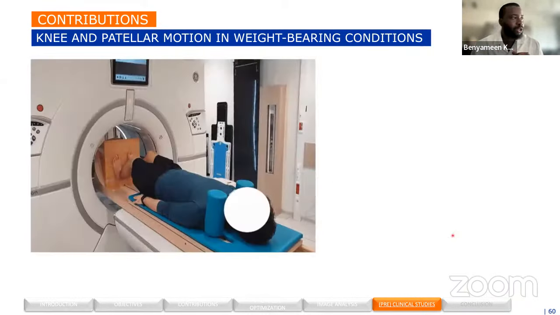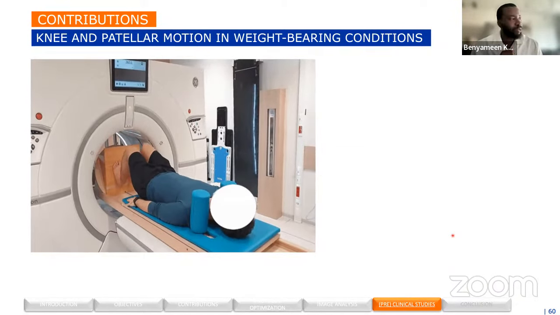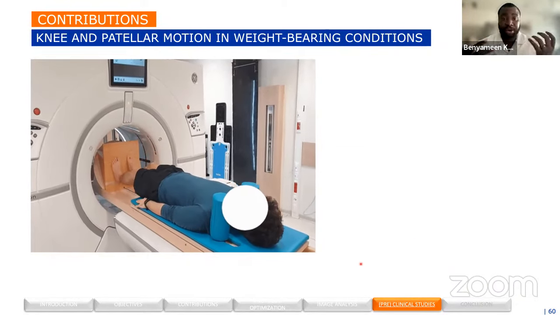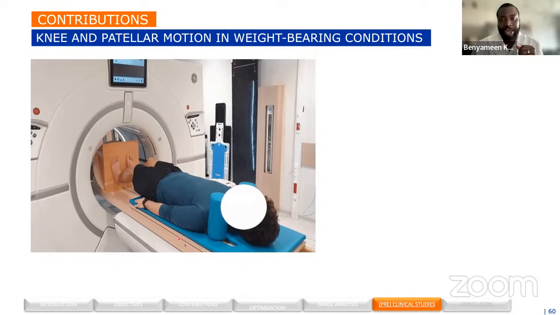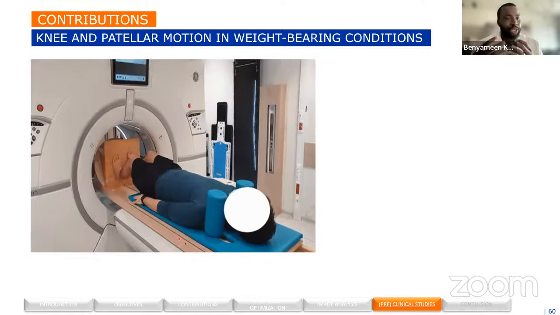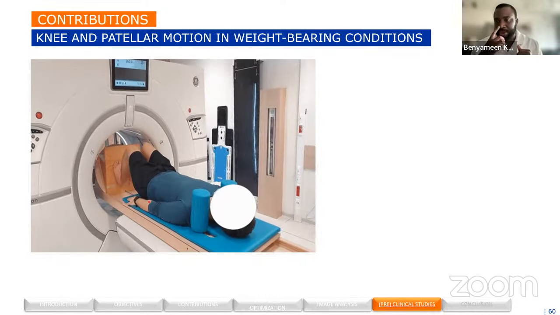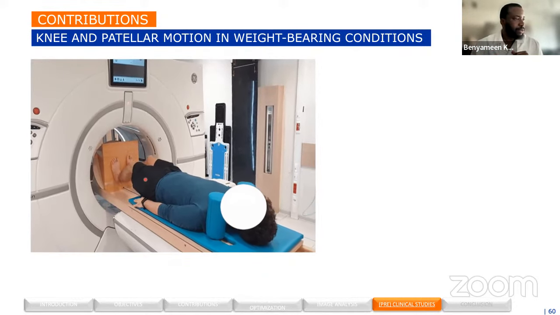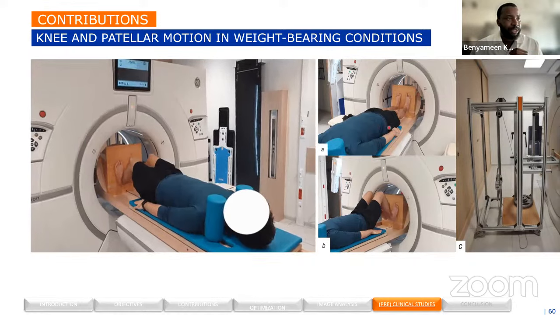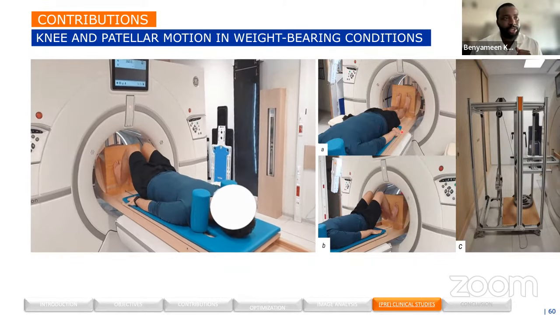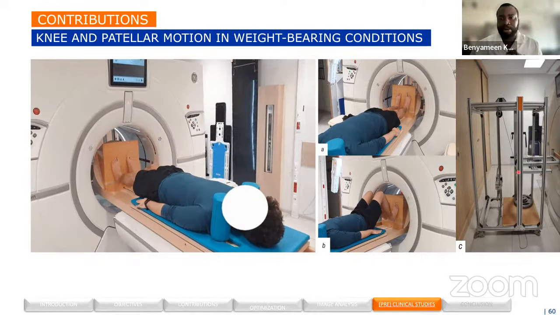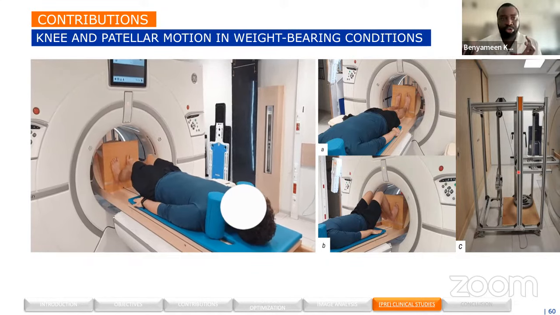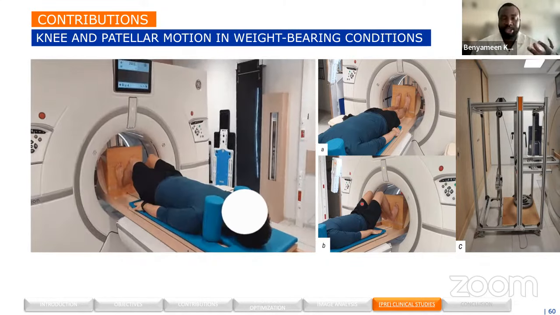So how we tried to address that was we built a device, which we call the load-bearing device, which allows us to simulate loading conditions on the lower extremities. So sort of like a standing squat against the wall. It's basically comprised of 2 parts. You have this part, which is locked onto the CT, and a second part, a counterweight system, where you can choose the weight based on the patient's weight.